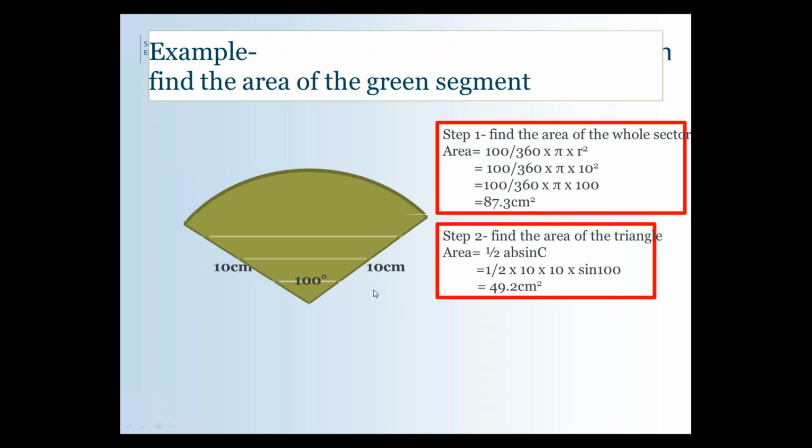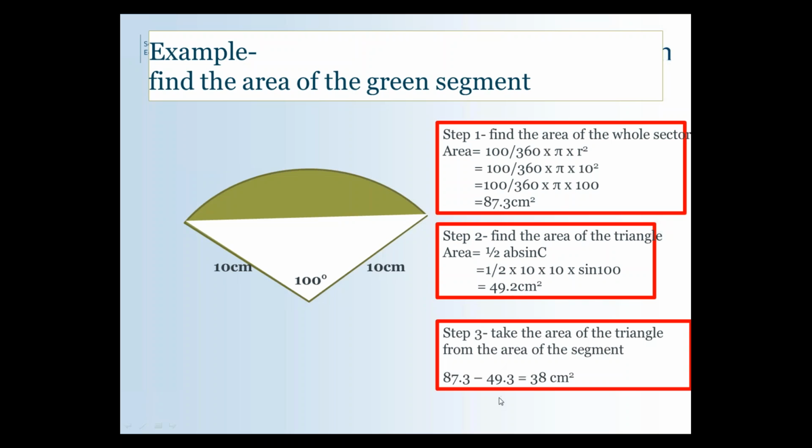We want just this segment, which is that bit there. So we need to take away this triangle. The area of this triangle, using the half AB sine C, is a half times 10 times 10 times sine 100. So that's 49.2. So the segment is going to be the 87.3 minus 49.2, actually, really. But anyway, make it roughly 38 centimetres squared. Does that make sense?